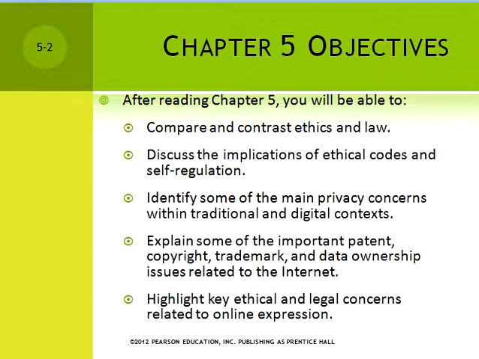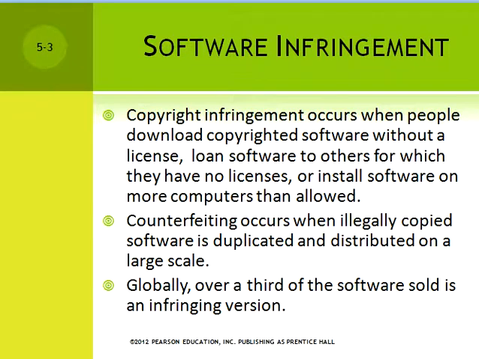So moving along, I would first talk about the short case which is at the beginning of the chapter. It highlights how easy it is, for example, to copy software. A lot of us don't know about it, but whenever we are trying to copy a CD, as you can see, it says copyright infringement occurs when people download copyrighted software without a license, loan software to others for which they have no licenses, or install software on more computers than allowed. This is called copyright infringement. So in other words, counterfeiting occurs when illegally copied software is duplicated and distributed on a large scale.